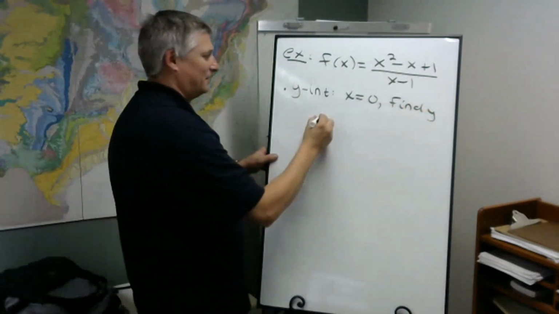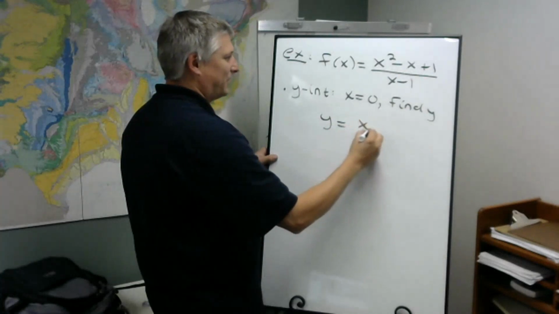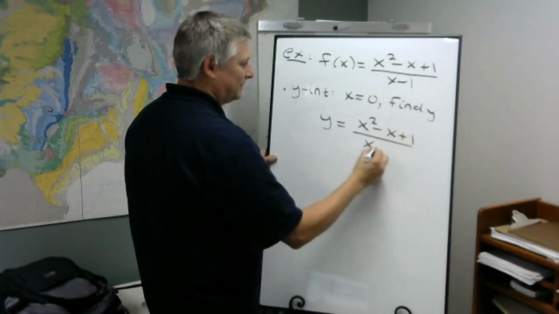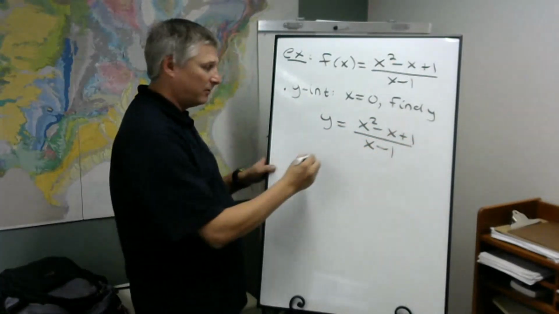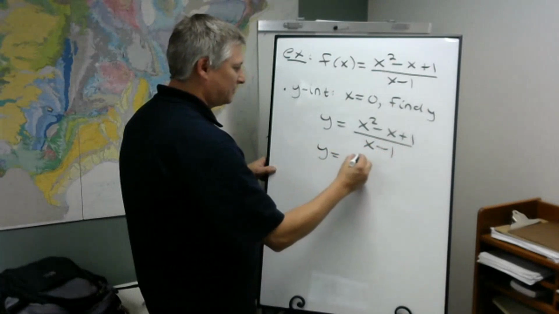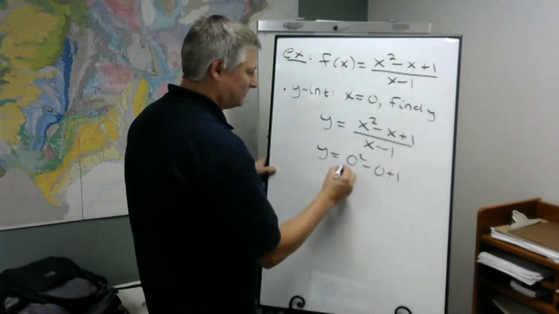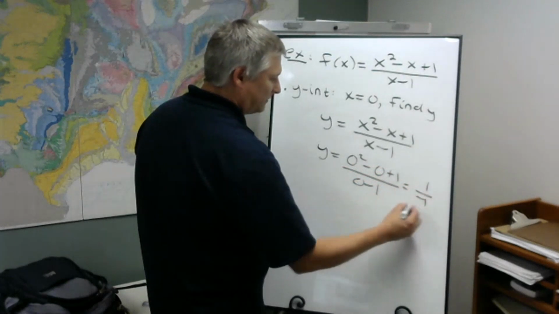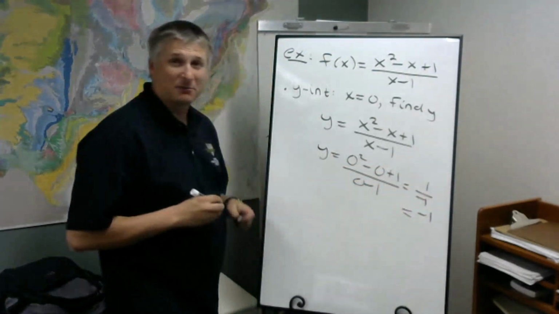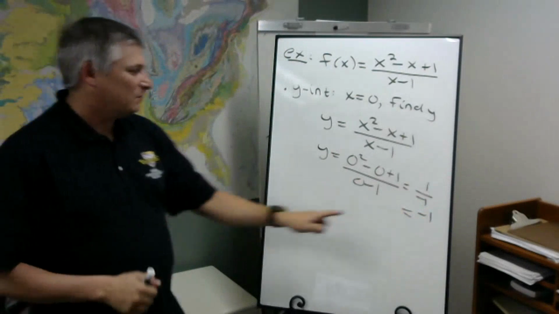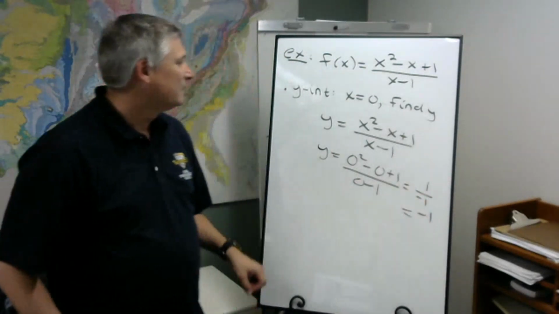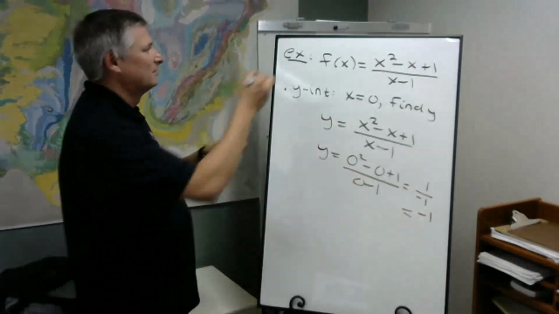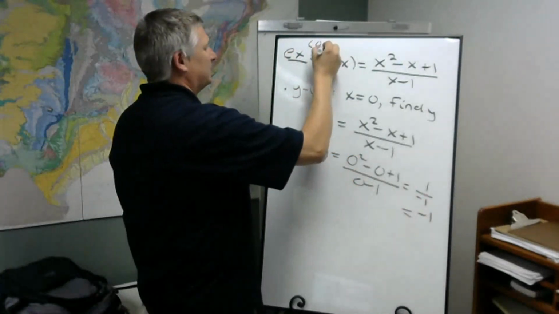So what we get, y is x squared minus x plus 1 over x minus 1. Or y is 0 squared minus 0 plus 1 over 0 minus 1, which will be 1 over negative 1 or negative 1. So what this says is that when x is 0, y is going to be negative 1. I'll just keep that up here. It's one of our points.